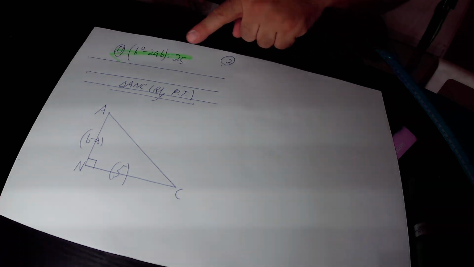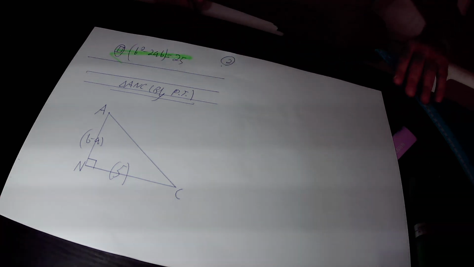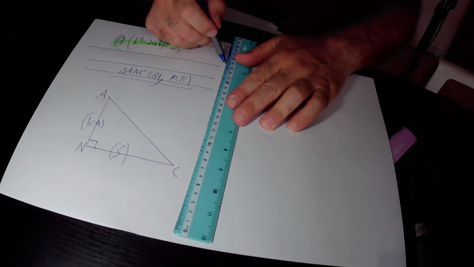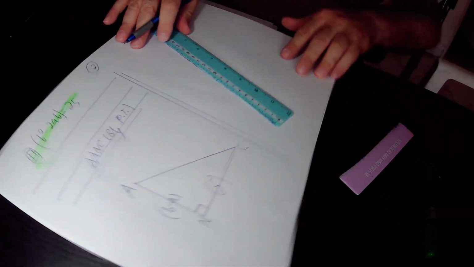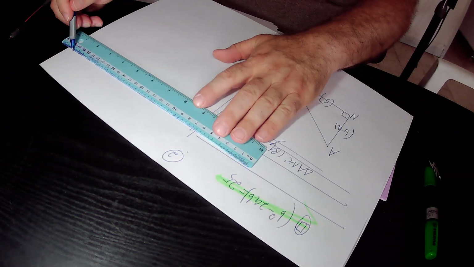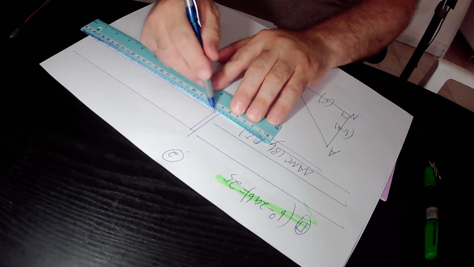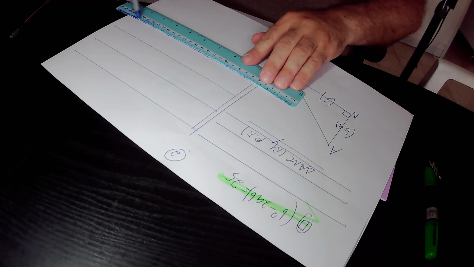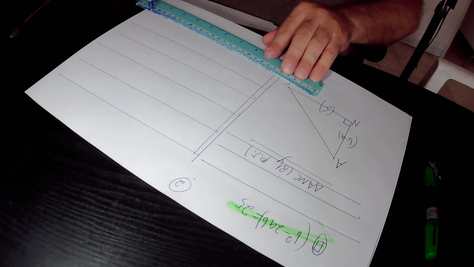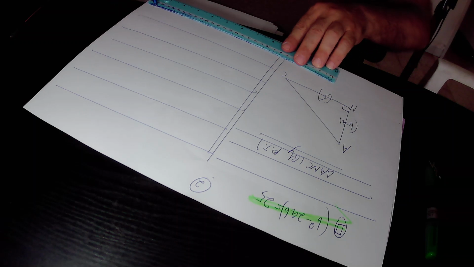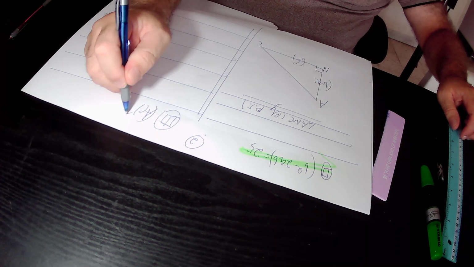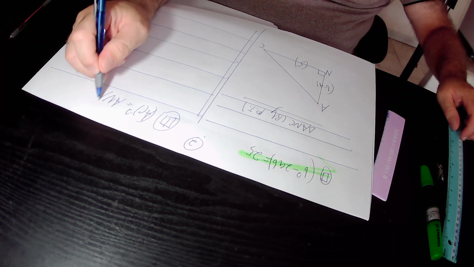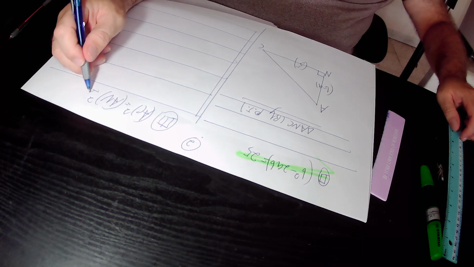In this right triangle ANC, AC squared, that is the square of the hypotenuse, equals AN squared plus NC squared. So I write it down. This will be equation 3. AC squared equals AN squared plus NC squared.